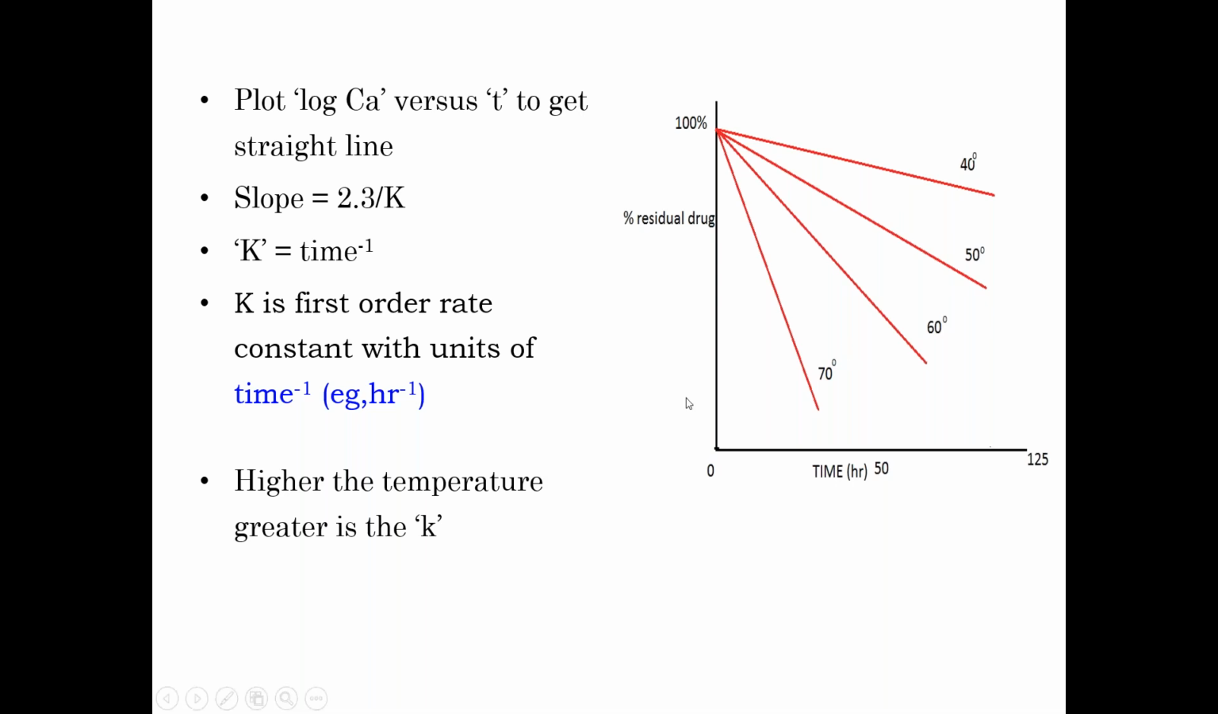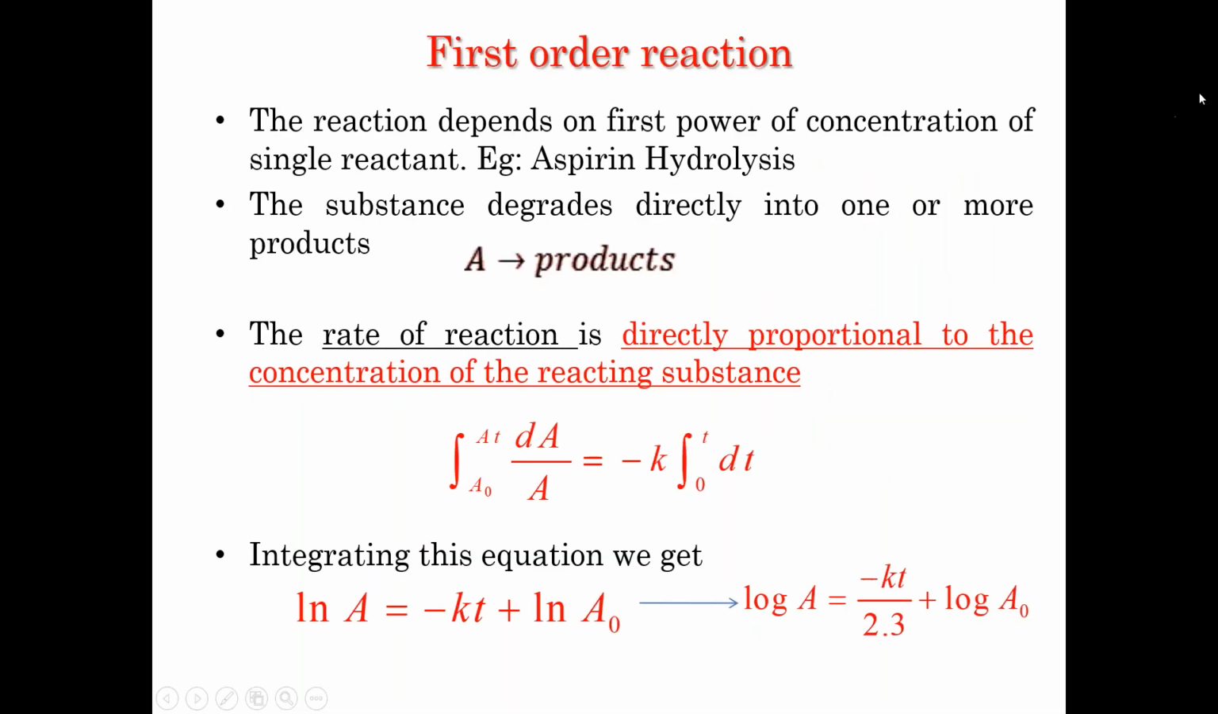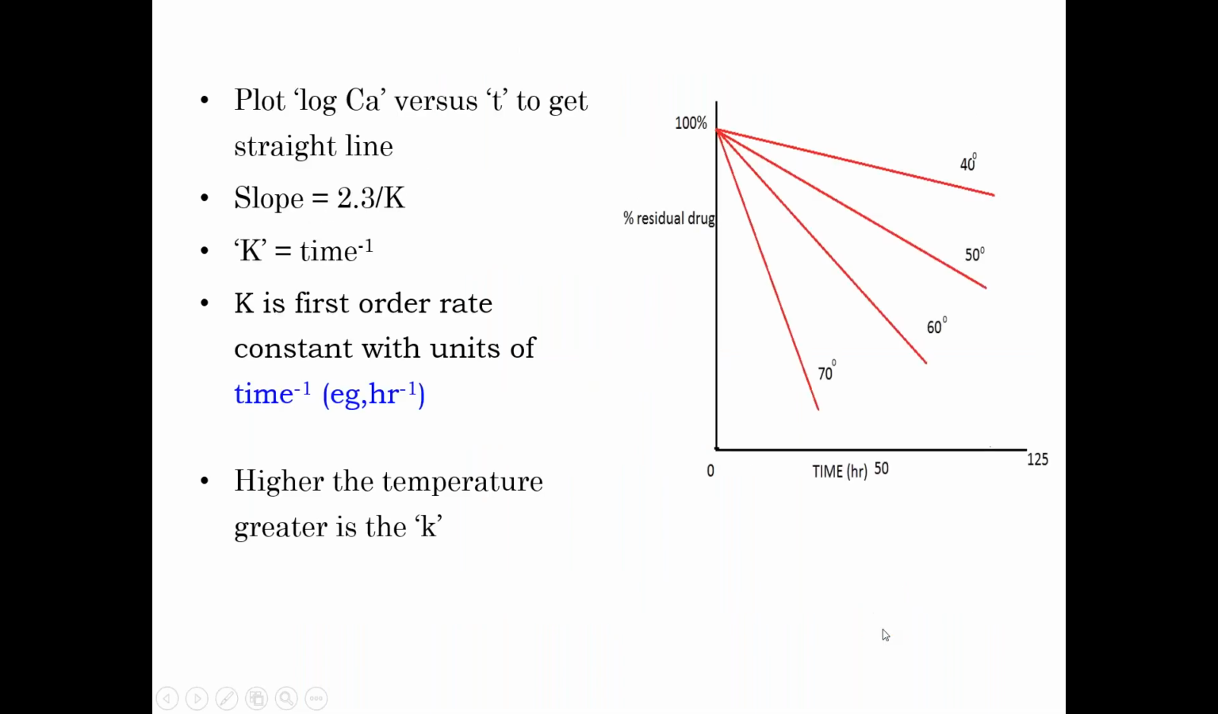As soon as I get the slope value from this line, I substitute slope equal to k divided by 2.3, and I cross multiply. Please do the correction: it is not 2.3 by k, it is k by 2.3. So slope is equal to k by 2.3. So 2.3 into the slope value, you are going to get the k value.